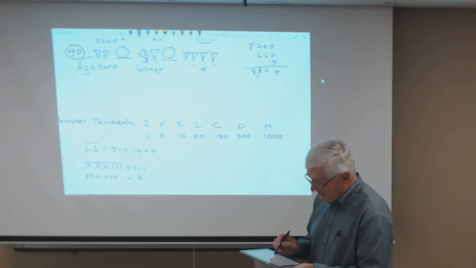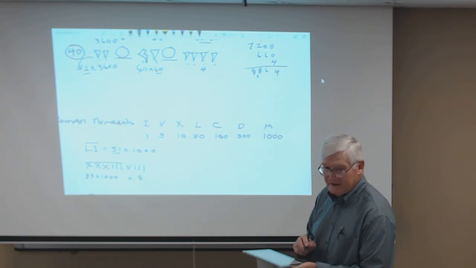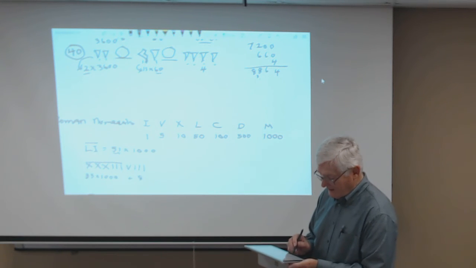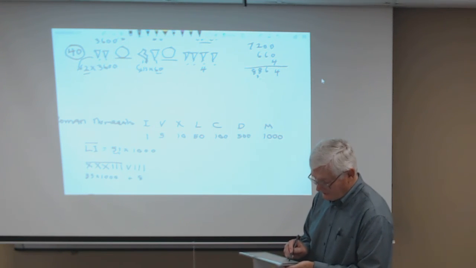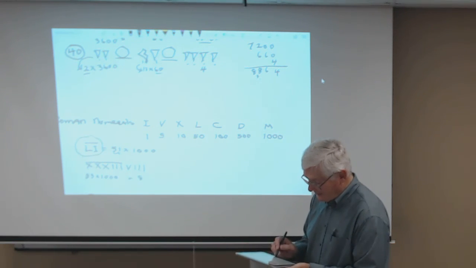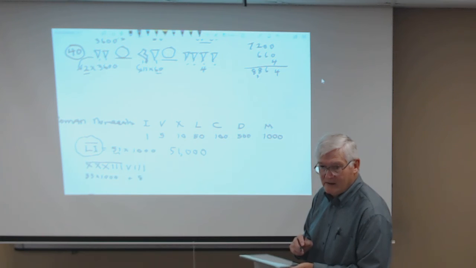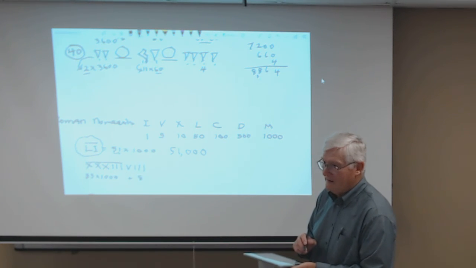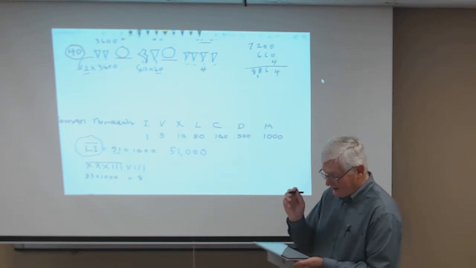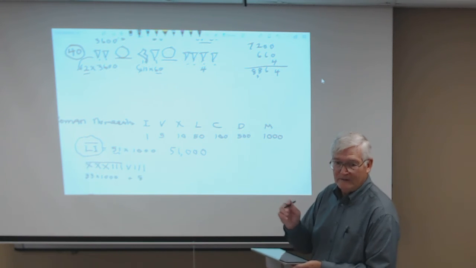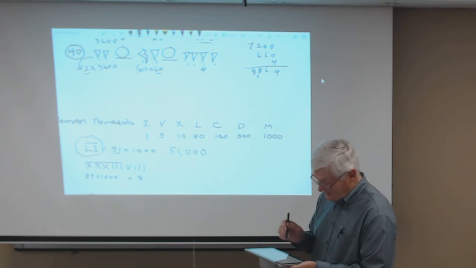LI. What's L? 50. What's I? 1. So that's 51, but when there's a line over it, what does that mean? That means 51 times 1,000. So this right here in Roman is the Roman numeral for 51,000. Did you know that? That might be part of the Roman numeration system that you weren't taught. So put that in your notes.